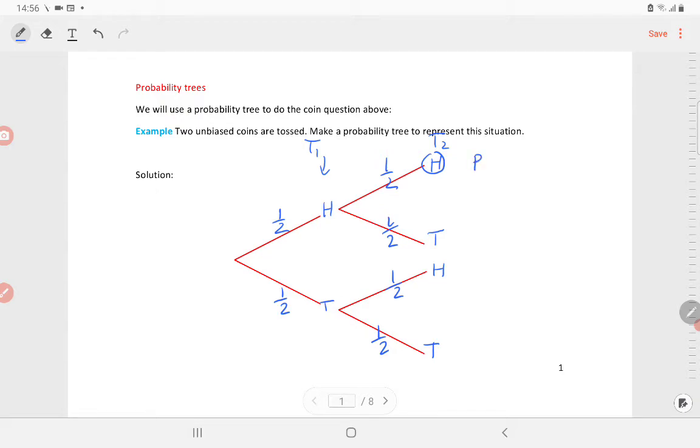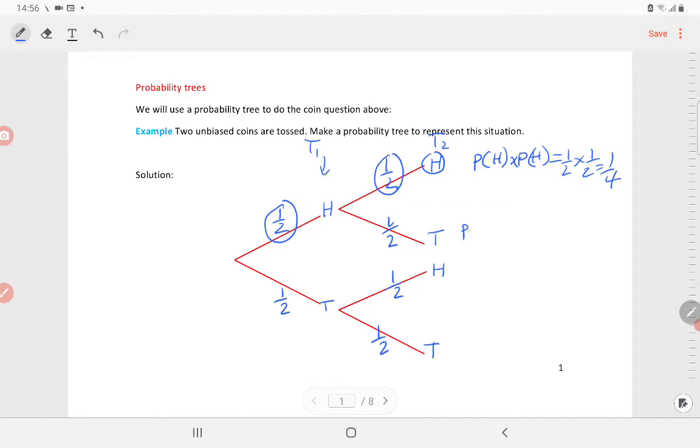So the first one, probability of getting a head and another head. We multiply. So the probability of getting a head on the first coin is a half. On the second coin, it's also a half again. So a half times a half is a quarter. So the chance of getting two heads is a quarter, which is what we found in the table before.